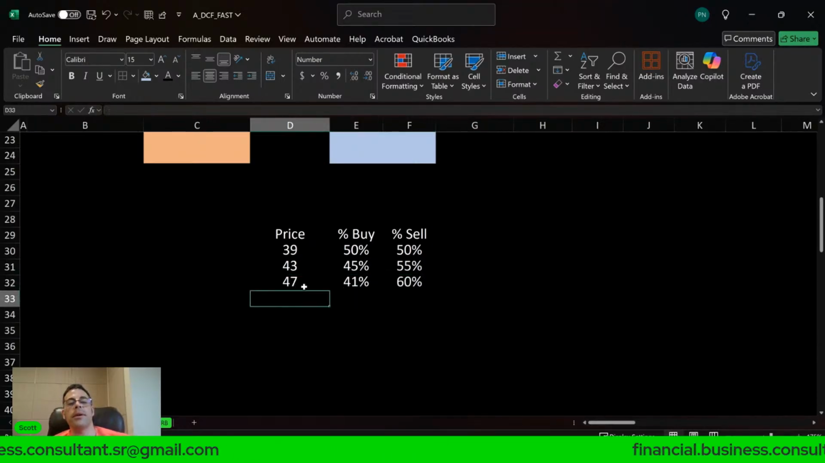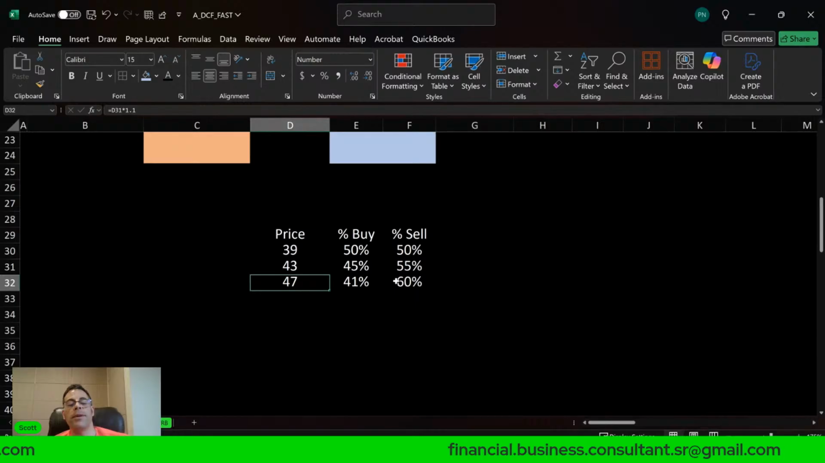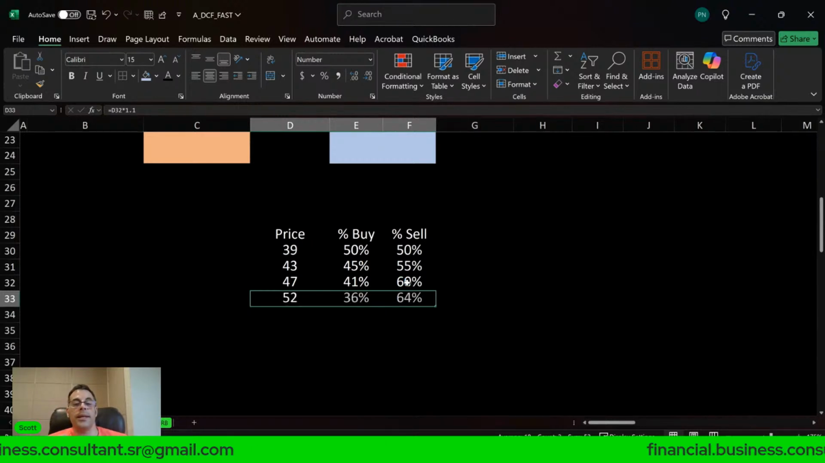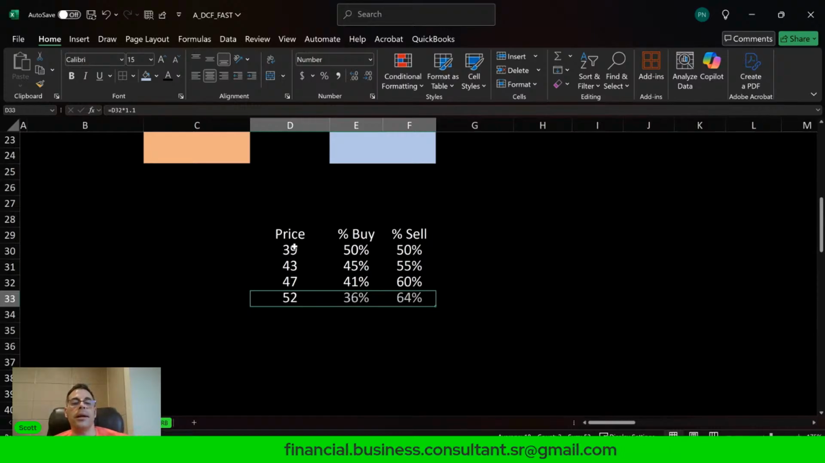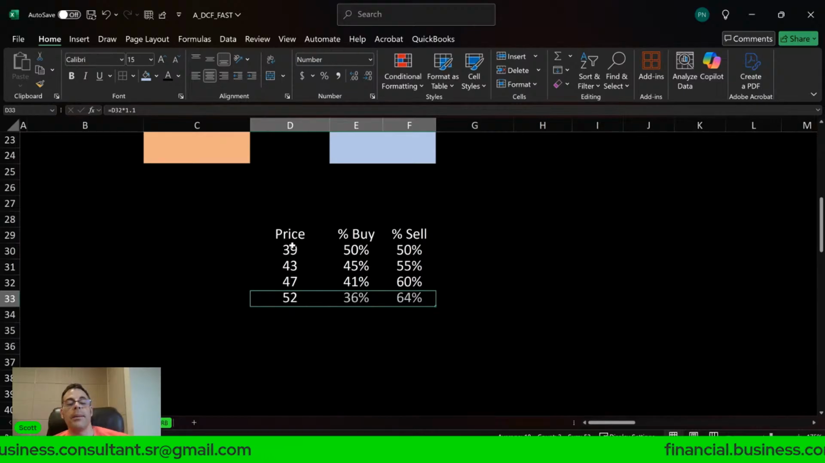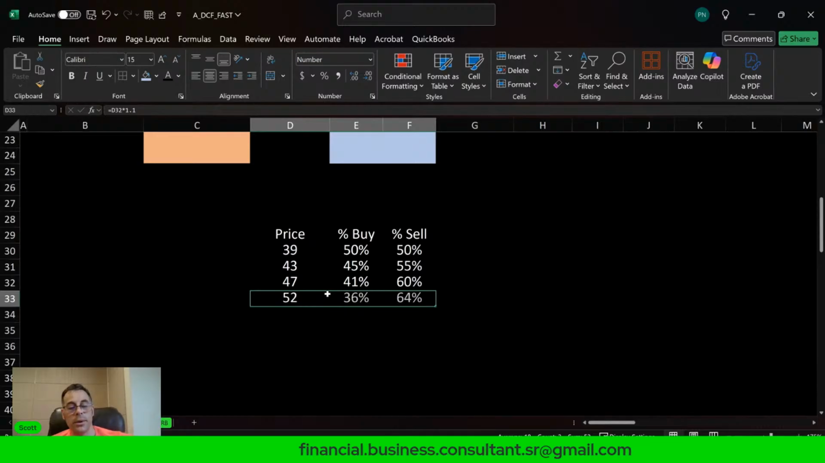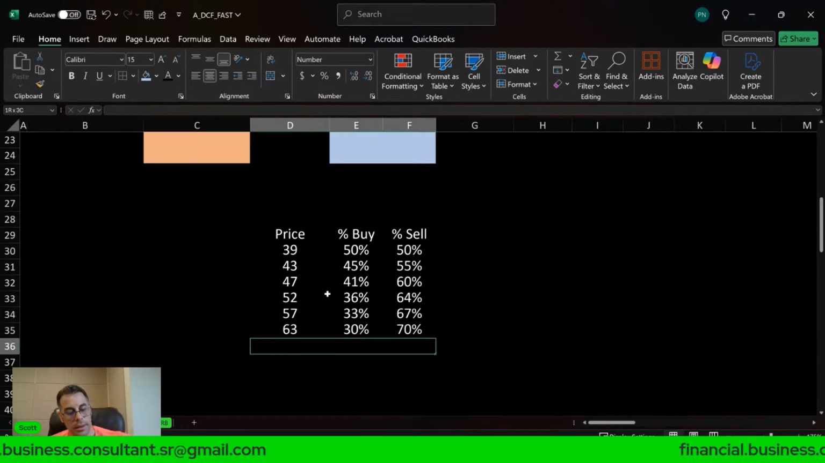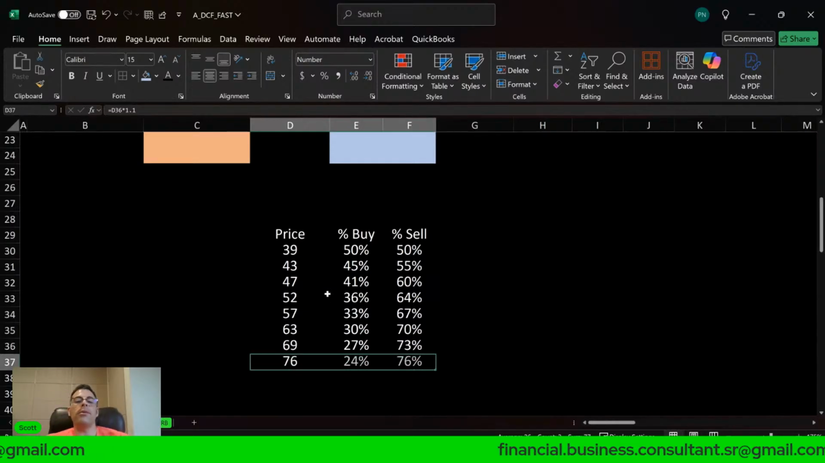And let's say it goes to 47. Now you have 60% of investors looking to sell it, because as it gets higher and higher, it's not as good a value anymore. If somebody was eyeing this at 39 and it goes to 52, then probably not going to buy it, or they're less likely to buy it. And if you own it, you're much more likely to sell it as it goes up in price. So as it keeps going up to 57, there's going to be a point when everybody's looking to sell it if it gets too high.